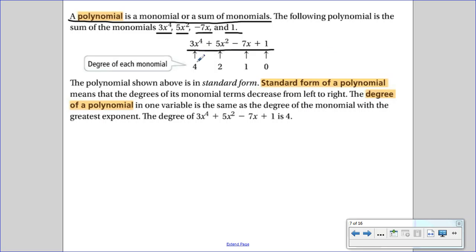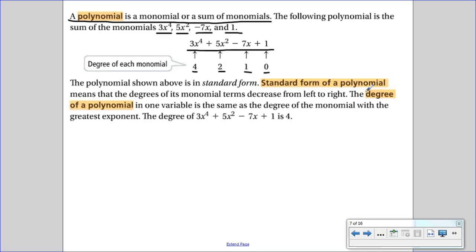Now each one has its own degree, which we're going to talk about in a second. But when we write these, we want to make sure to write them in standard form, which means that we write them when the degrees of the monomial terms decrease from left to right. So as you see here, we have 4, then 2, then 1, then 0. They decrease. If these are ever out of order, we just reorder them so that the highest is on the left and it goes down. If you ever have a tie, it doesn't matter which one goes first.